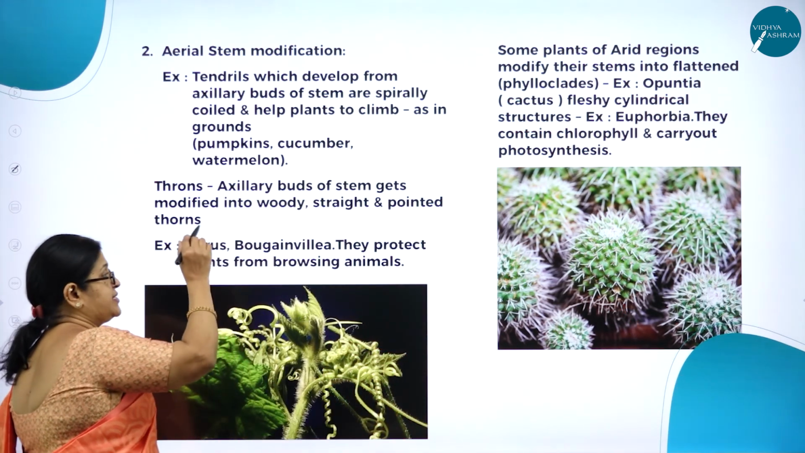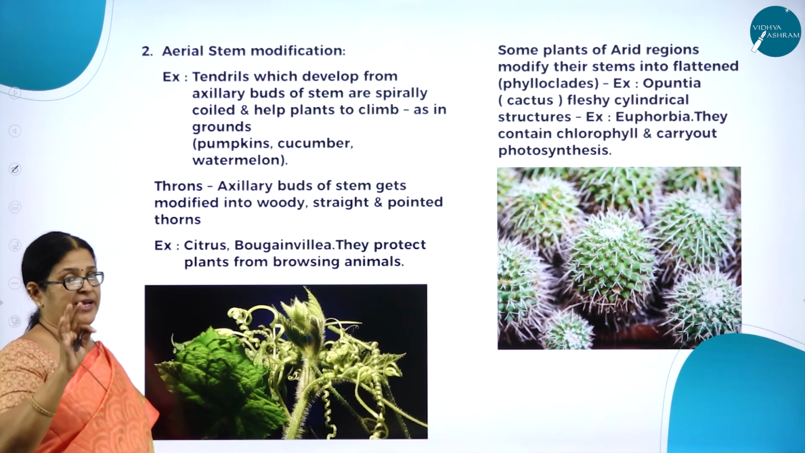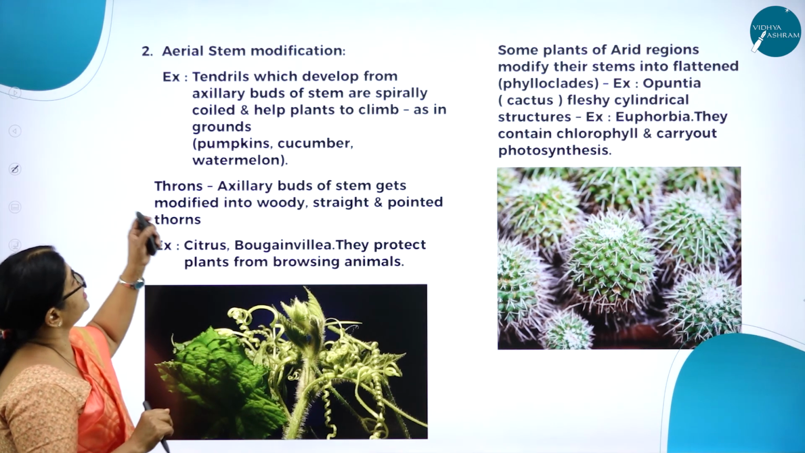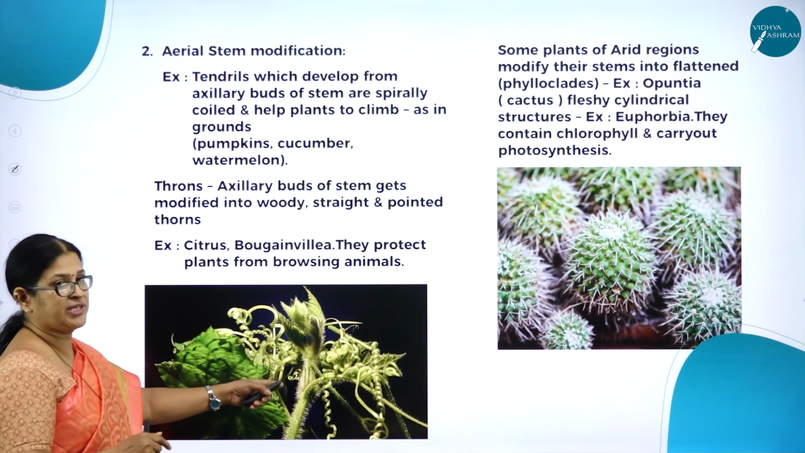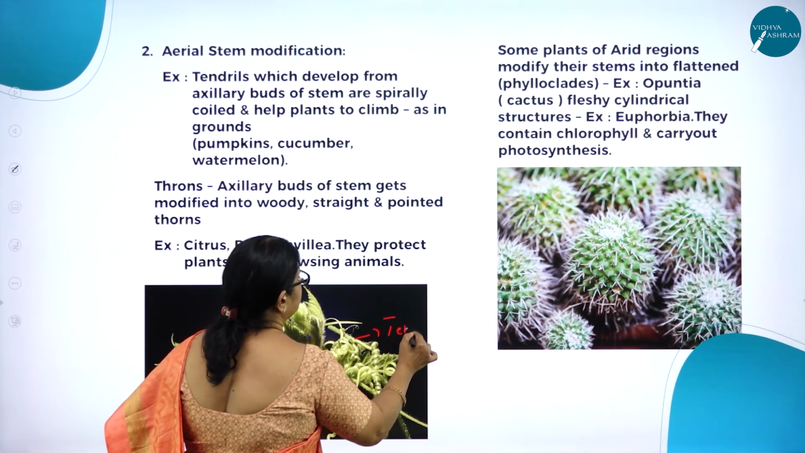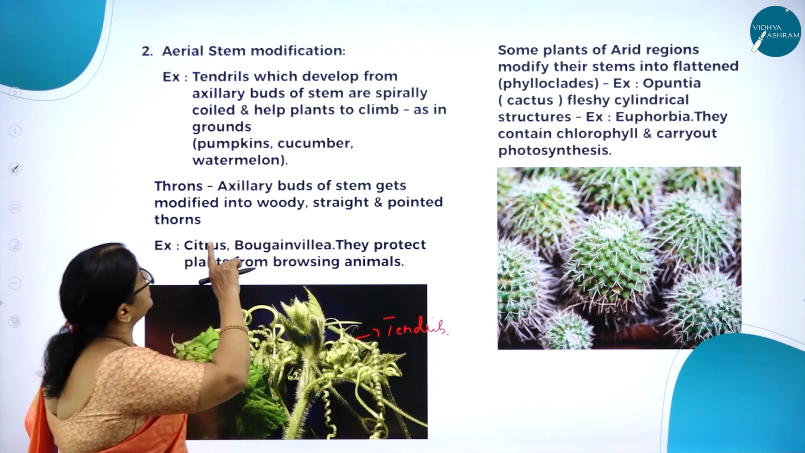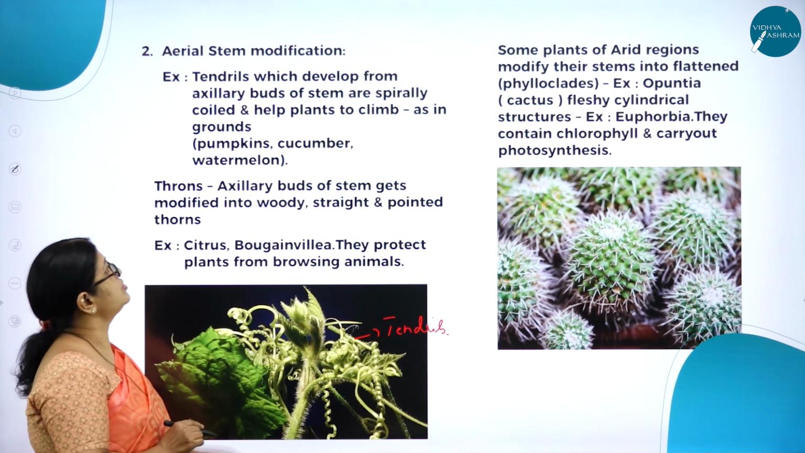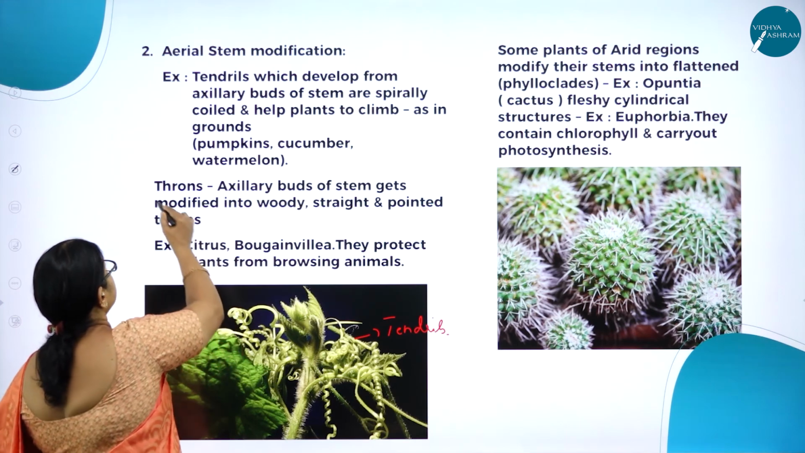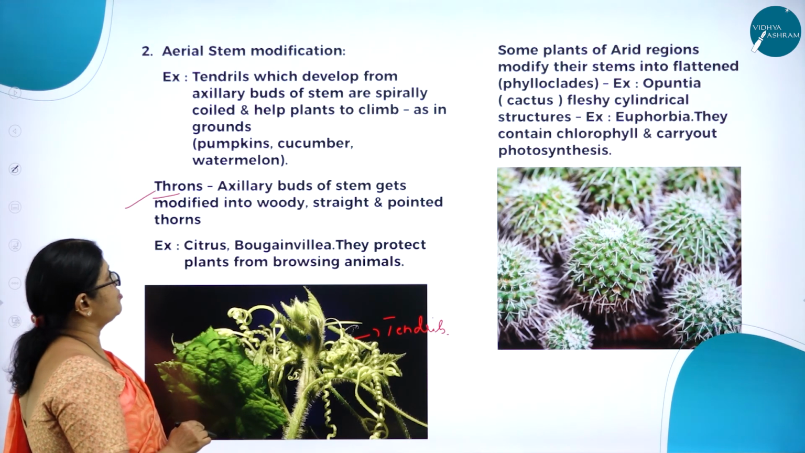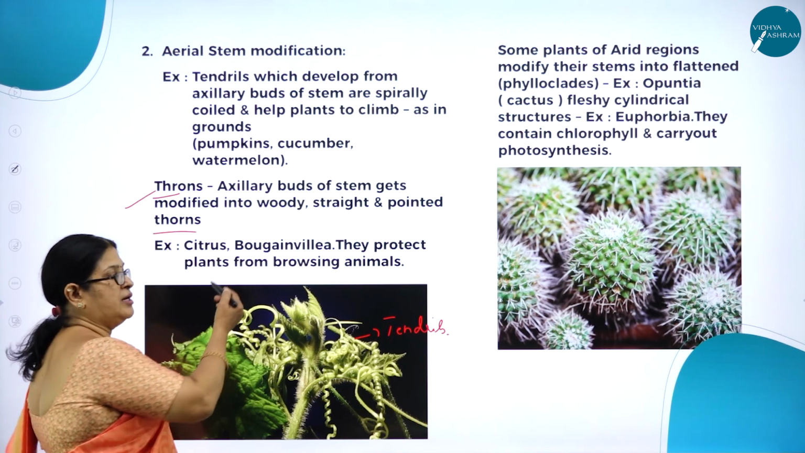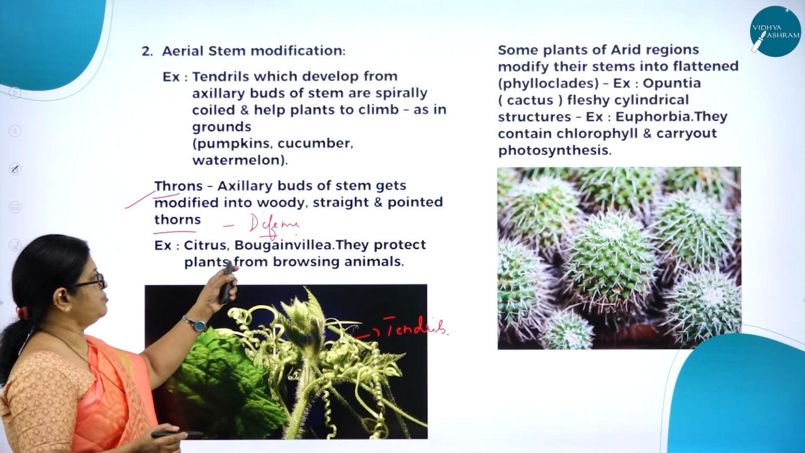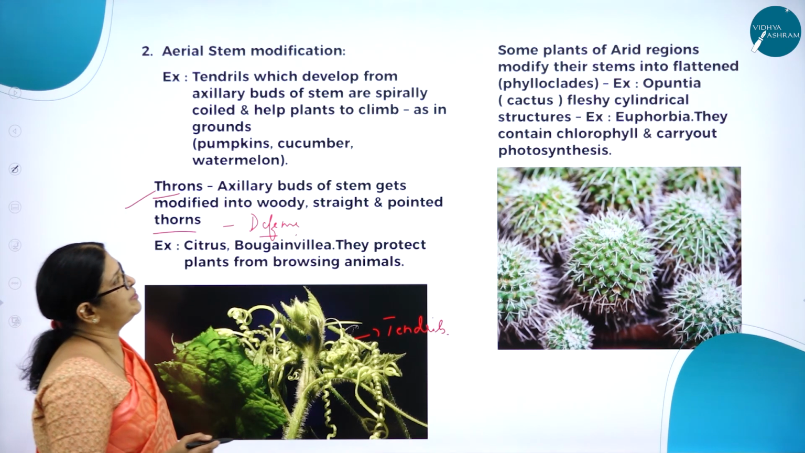As I said, the stem is modified into three types: underground stem modification, aerial stem modification and subaerial stem modification. In aerial stem modification we come across tendrils. Here you can see the beautiful picture of tendrils. Tendrils which develop from axillary buds of stem are spirally coiled and help plants to climb, like in pumpkins, cucumber, watermelon. Thorns are also one. The axillary buds of stem get modified into woody, straight and pointed thorns, mainly for defense. Like citrus, bougainvillea, they protect plants from browsing animals.